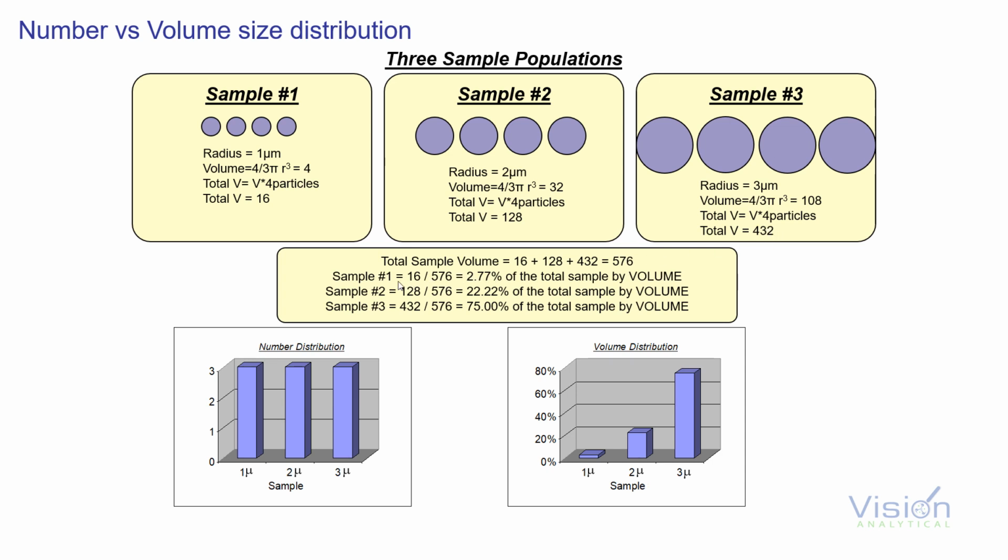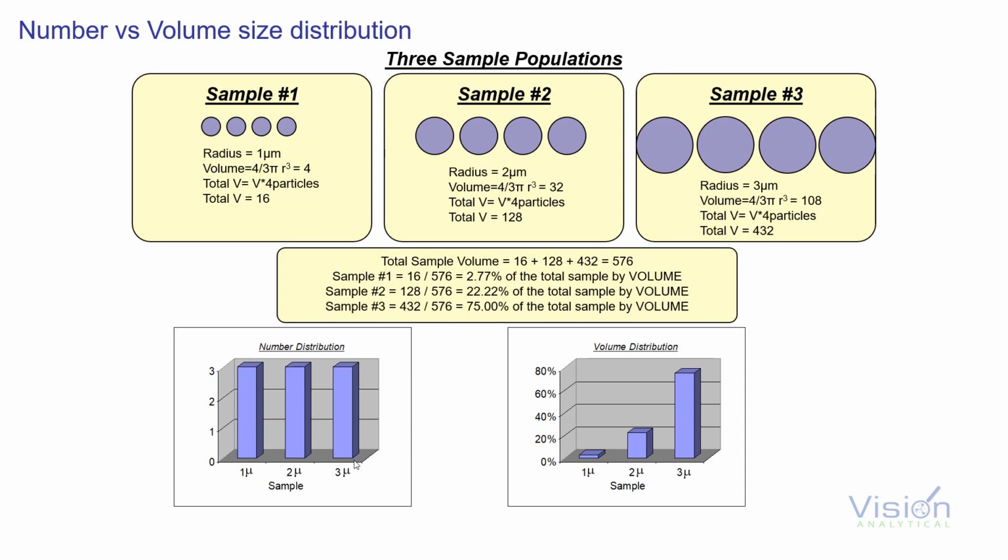So basically, if you look at the results, when you look at a number weighted distribution, you're going to notice that when you look at the 1 micron, 2 micron, 3 micron sample, they're going to be represented equally in a number weighted distribution because they're being represented by number. So all the 4 particles are going to be here, same as here, and their 4 3 micron particles are going to be here.